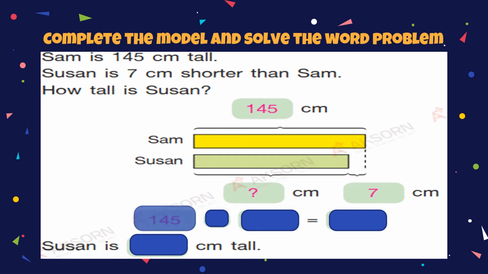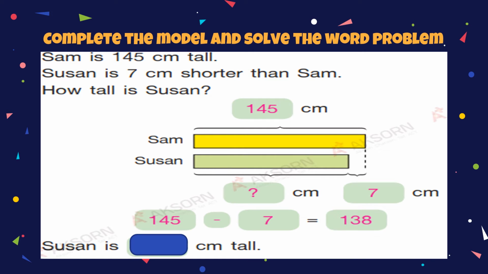What are we going to do? 145, we're going to subtract 7 from it. 145 minus 7 is equal to 138. Good job. Now that we know the height of Susan, Susan is 138 centimeters tall.